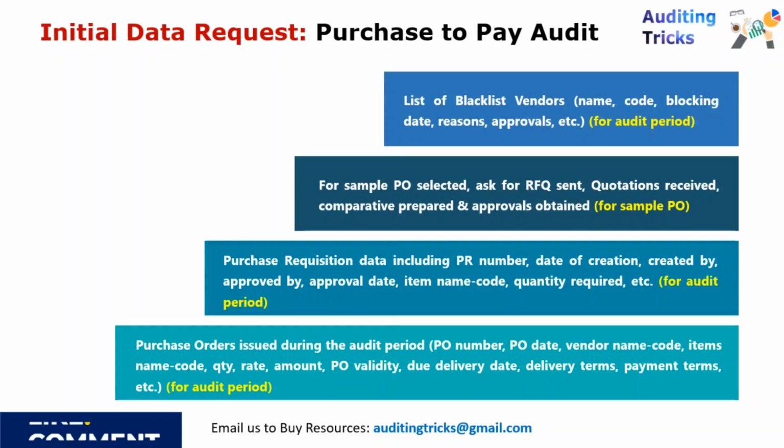You can ask for purchase order data for the audit period. This should include the PO number, the PO date when it was created, the name of the vendor and the code, the item name and the code, the quantity, the rate at which that item was selected, the total amount to be paid, PO validity, due delivery date, delivery terms, payment terms, and other things as well. And this PO data you can ask for the whole audit period.